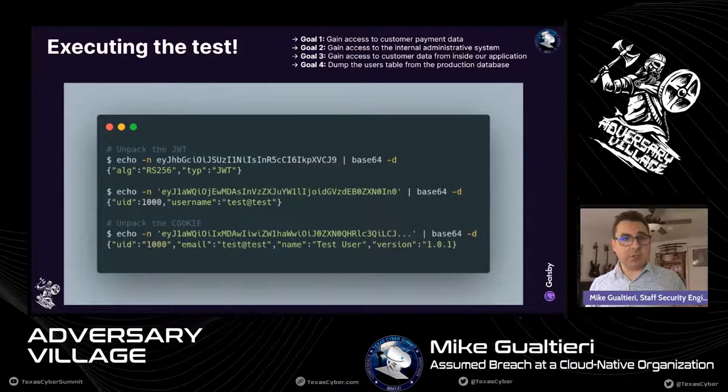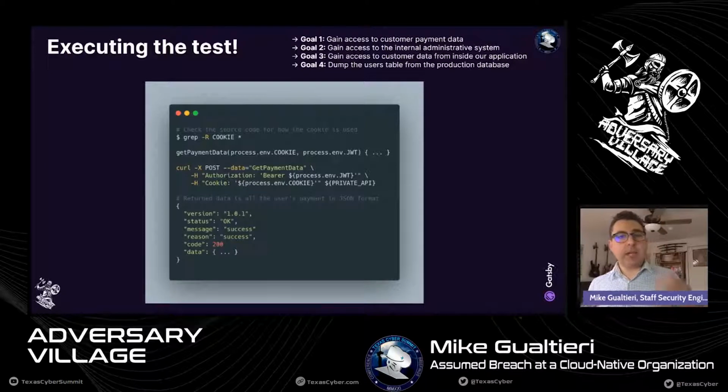We see it's a JWT token. And we also get the information of this session. It has a user ID and a username. Great. We're also going to unpack that cookie. And we see that we have additional information. A cookie was sent, has user ID, email, some other data.